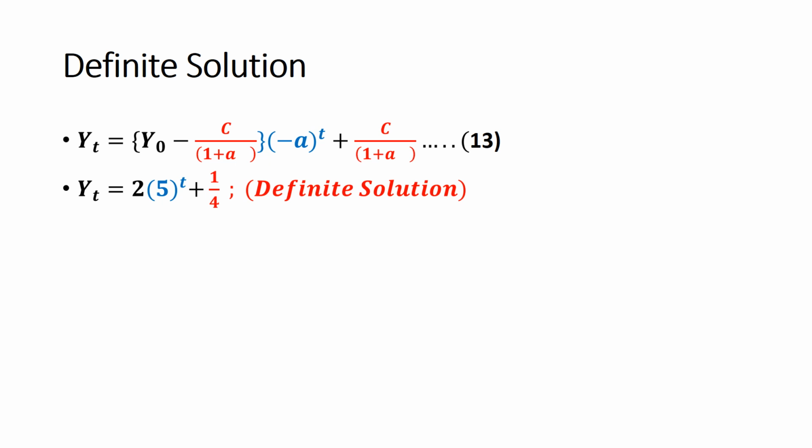Definite solution. Now we substitute the value of A in the general solution. Here yt is equal to y naught minus c over 1 plus a into minus a to the power t plus c over 1 plus a. By substituting the value of A, we will get the definite solution. The definite solution is yt is equal to 2 into 5 raised to the power t plus 1 by 4. So why do we call it the definite solution? Because there is no arbitrary constant available in the solution.